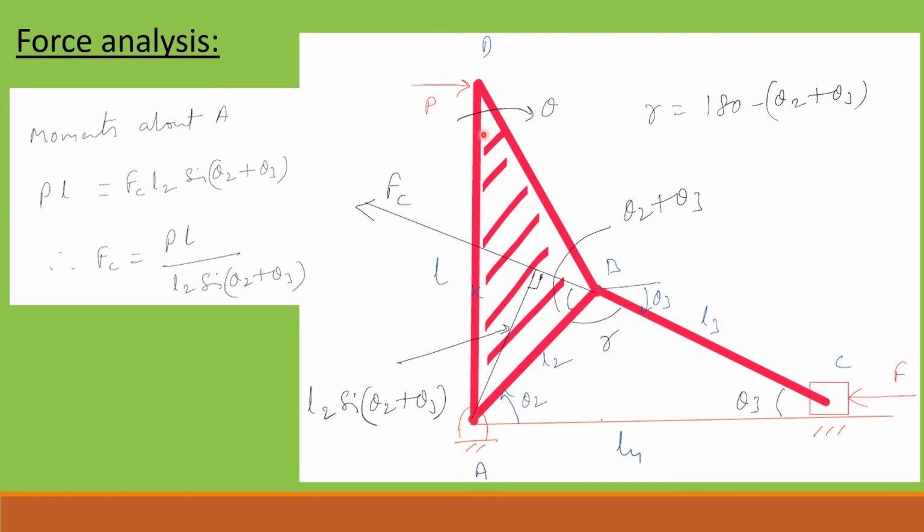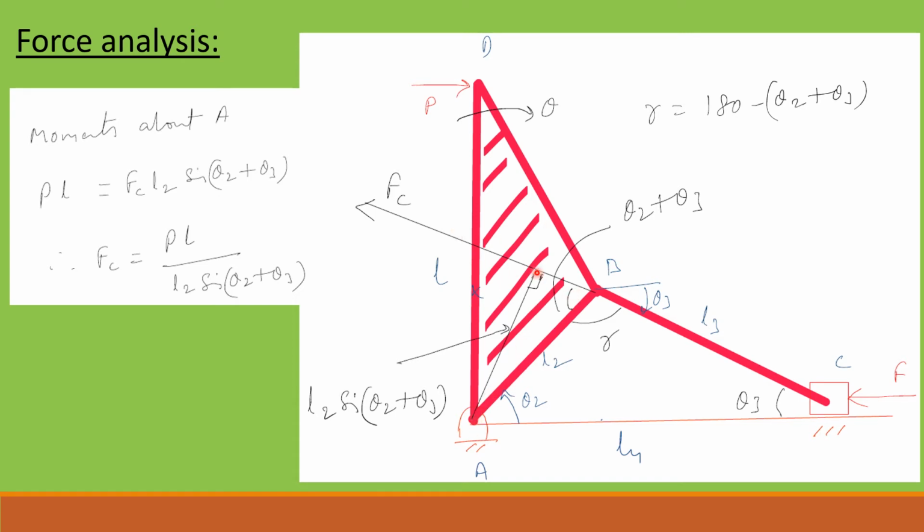In this position, when the lever is at 90 degrees with the horizontal, a force P is acting here that creates a moment about A of P into L, and to oppose that, a force Fc along the coupler will be acting towards this. Let us extend this line L3 like this and write it as Fc, the reaction force, and let us again draw a perpendicular line to this Fc line that joins at A.